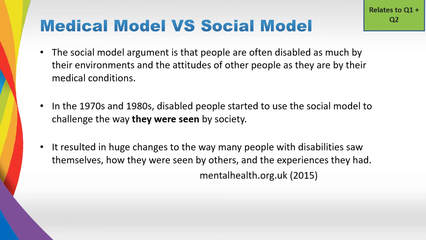In the 1970s and 80s, disabled people started to use the social model to challenge the way that they were seen by society. We have a history of the attitudes of people belittling those with disabilities, therefore not enabling them to be able to function in society. Because people were challenging the way they were seen by society, this resulted in huge changes to the way that many people with disabilities saw themselves, and it also helped how they were seen by others, and because of that it helped the experiences that they had.